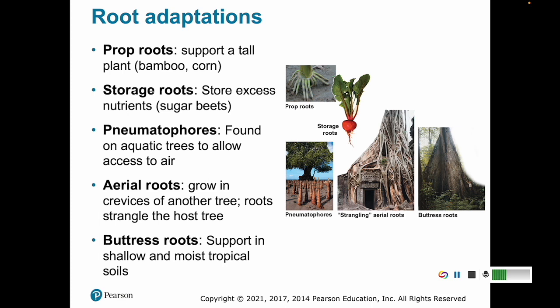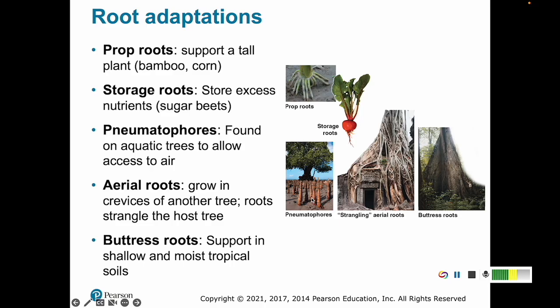Some roots have adaptations. One would be a prop root. Prop roots are found in bamboo and corn. They help support tall plants. Storage roots, like what is in sugar beets, store excess nutrients. So they're called sugar beets because they're storing all that sugar.